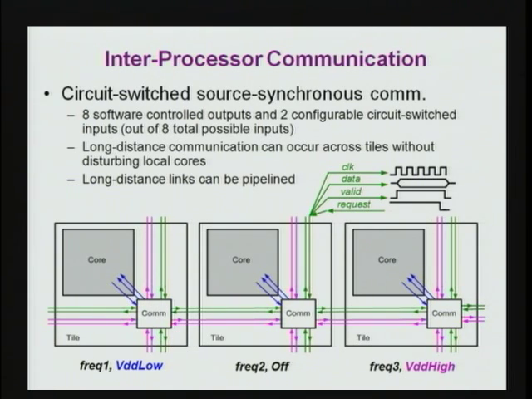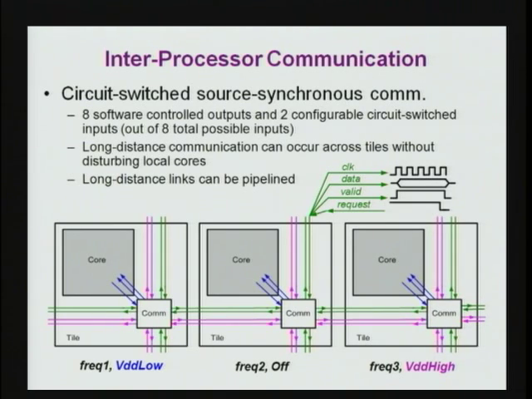Although each of the shared memories and dedicated purpose processors communicate on the Gauss array, the homogeneous programmable processor has the distinct advantage of being able to communicate over longer distances. This is made possible through our circuit switch source synchronous communication network architecture. Each processor tile contains 8 input links as well as 8 output links. Each of these source synchronous links contains one clock, one data bus, and valid and request signals for flow control.